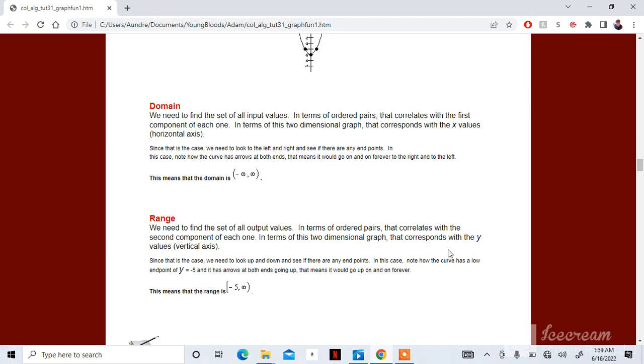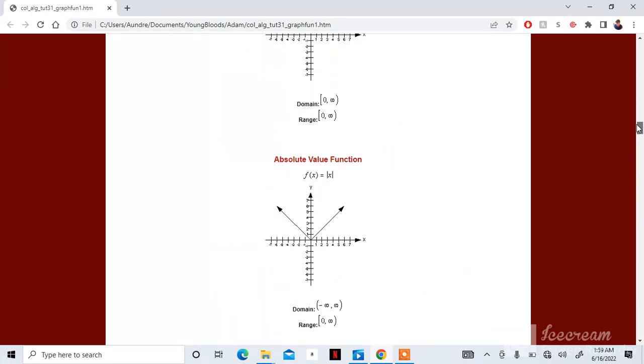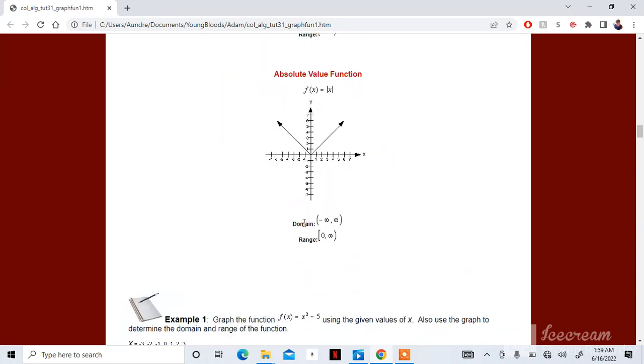Okay. Real quick, I gotta explain what input and output values is. Domain, input values. Range, output values.